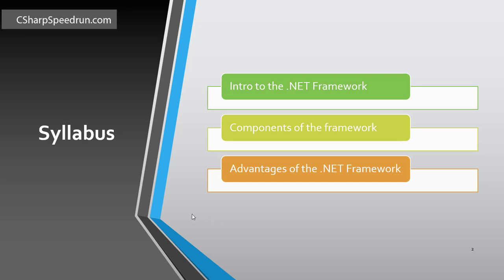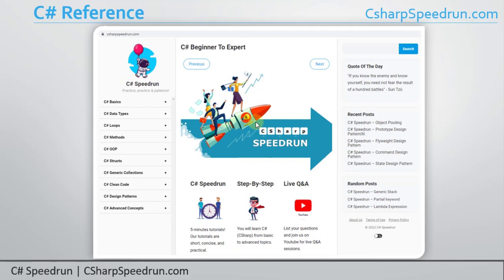Let's get started. As always, our main reference for this lecture is cspeedrun.com. You'll find all the code snippets we have covered in this lecture. It covers other topics such as design patterns, loops, object-oriented programming, and so on. We highly recommend the site for C# developers.